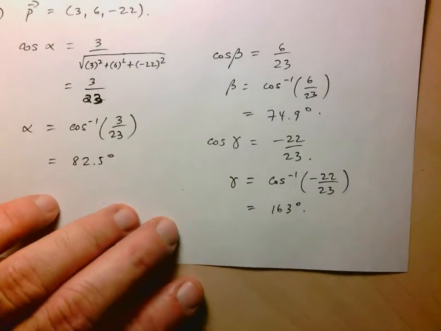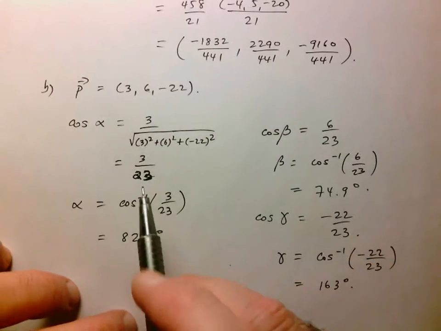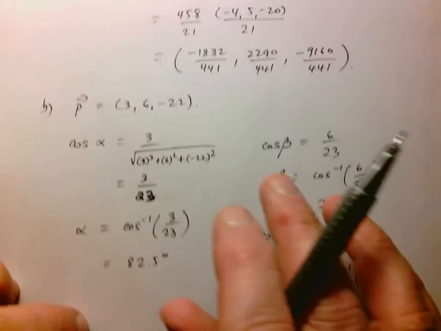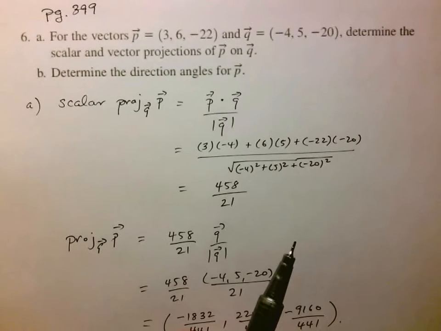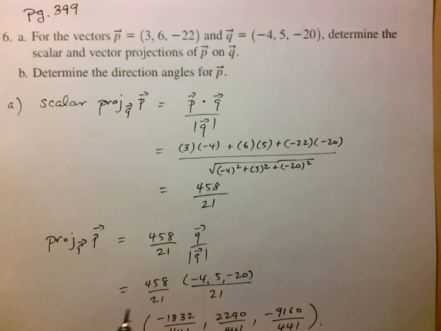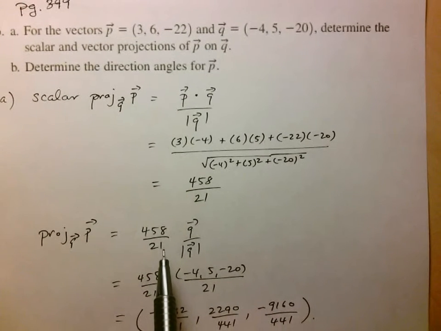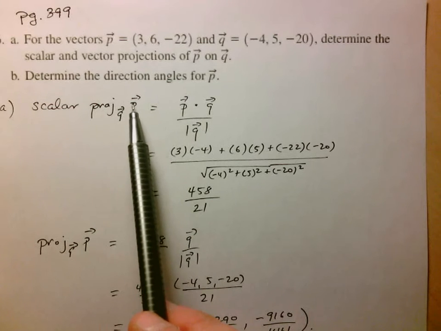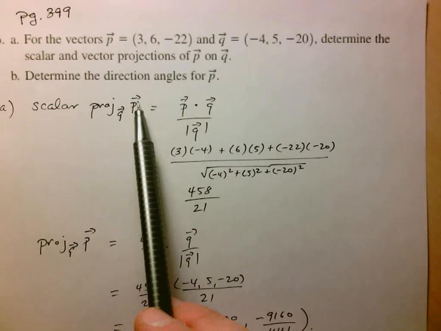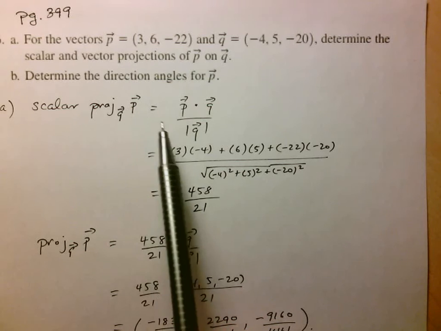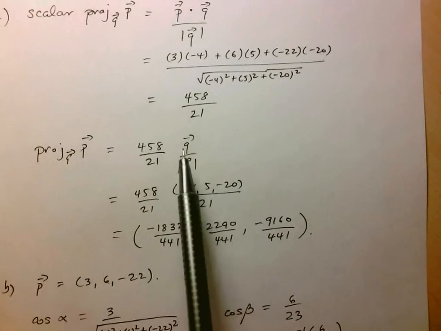So there we have it. Again, just a review of these direction angles, given by our three cosines. And just to recap part A, make sure that we understand the difference between the scalar and vector projection. Remember that the order is projection, the vector we're actually projecting, and the vector we're projecting onto, and that's the magnitude that we find in those.